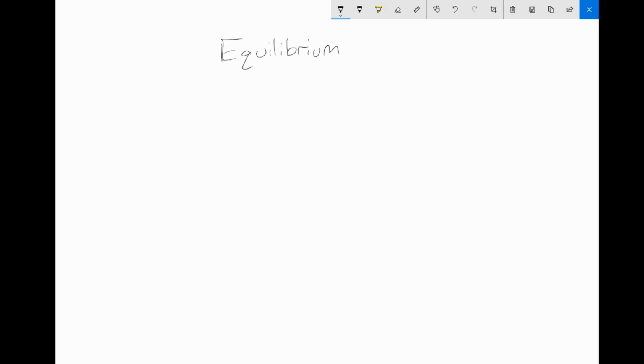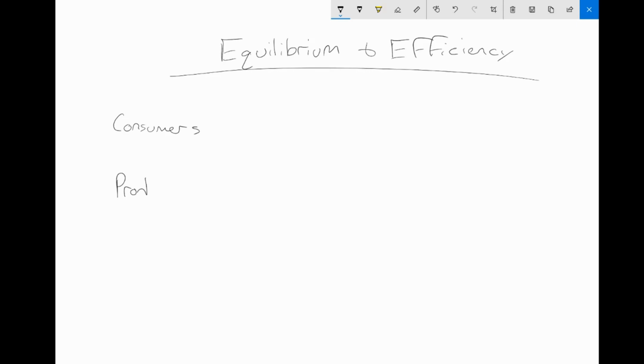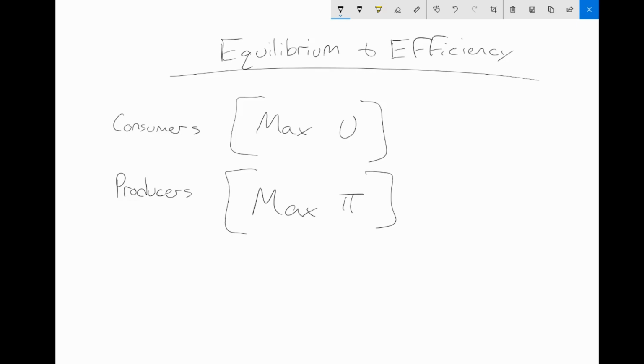So far in the class, we've talked about the individual agents in an economy. We've talked about consumers and producers, and how they make decisions. Consumers make decisions through maximizing their utility. Producers make decisions by maximizing their profits. Now, of course, they could also minimize their expenditures.